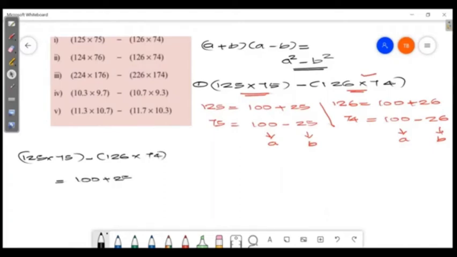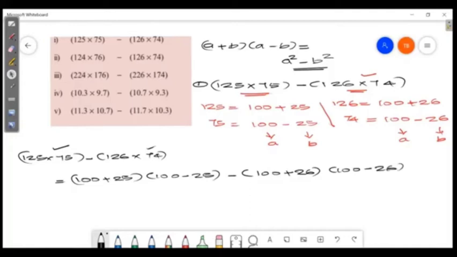That is, we can write 125 into 75 as 100 plus 25 and 75 as 100 minus 25, that is (100 plus 25) into (100 minus 25) minus, next is (100 plus 26) into (100 minus 26). Clear children? അതായത് 125 into 75ന് നമ്മൾ 100 plus 25 into 100 minus 25 എന്ന് എഴുതി, 126 into 74ന് 100 plus 26 into 100 minus 26 എന്ന് എഴുതി.